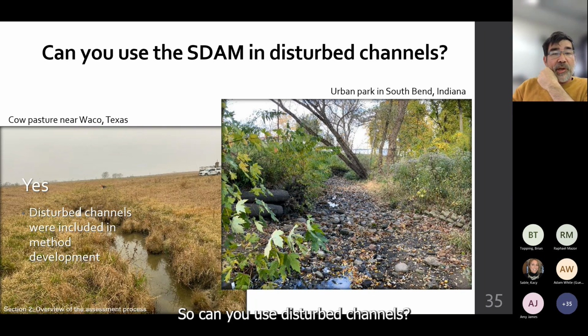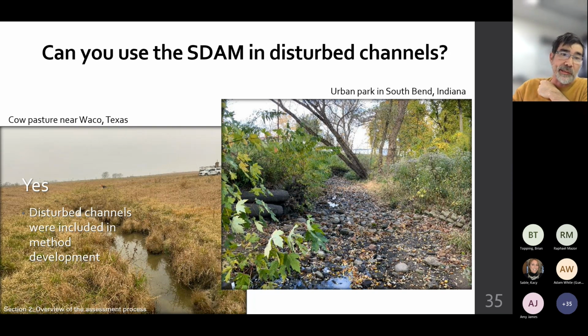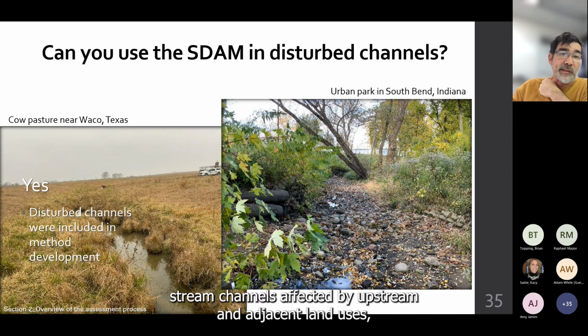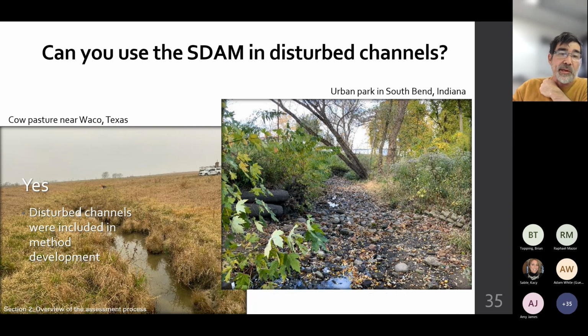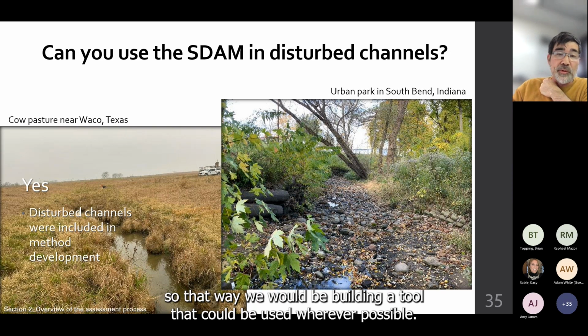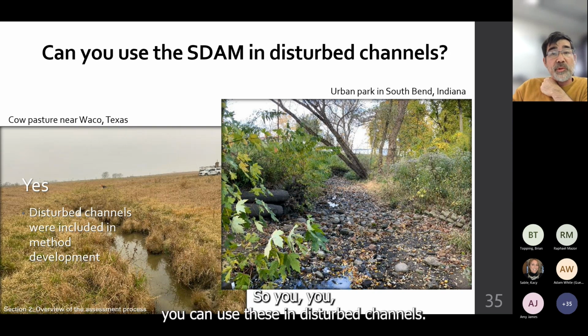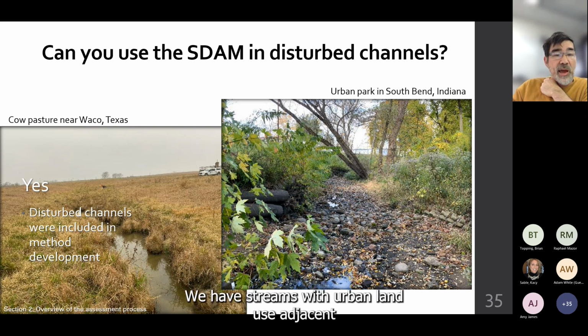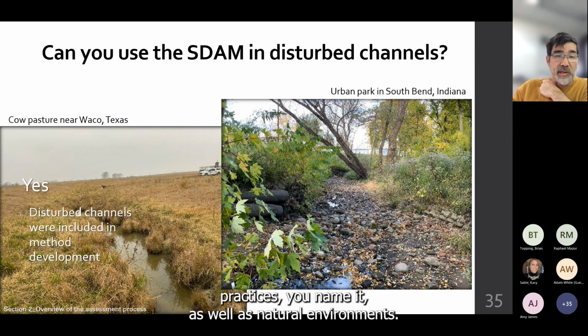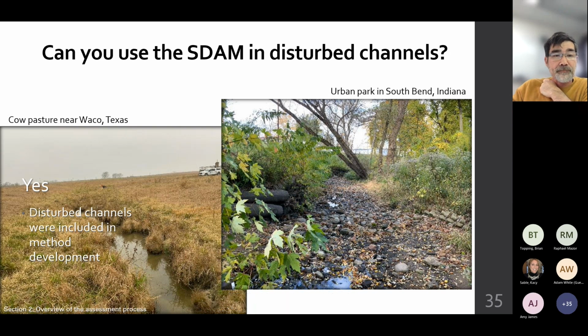So can you use disturbed channels? Yes, you can use disturbed channels. We purposely tried to include a range in stream channels affected by upstream and adjacent land uses. That way we would be building a tool that could be used wherever possible. So you can use these in disturbed channels. We have streams with urban land use adjacent to sites, agriculture, cattle grazing, forestry practices, you name it, as well as natural environments.